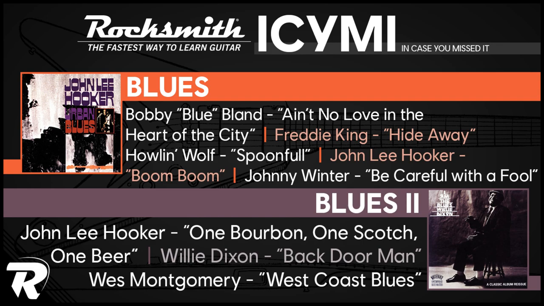The first blues song pack included the song you just heard, Bobby Blue Bland with Ain't No Love in the Heart of the City. Also on that pack, another Freddie King song with Hideaway, Howlin' Wolf's Spoonful, John Lee Hooker's Boom Boom, and Johnny Winter's Be Careful with a Fool. In Blues Song Pack 2, we had One Bourbon, One Scotch, One Beer, Wes Montgomery's West Coast Blues, and Willie Dixon's Backdoor Man.